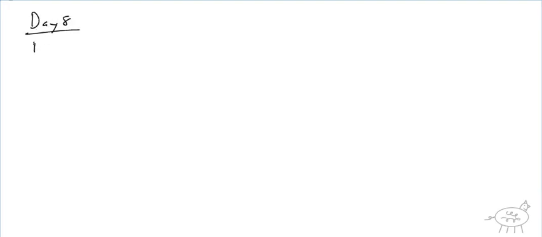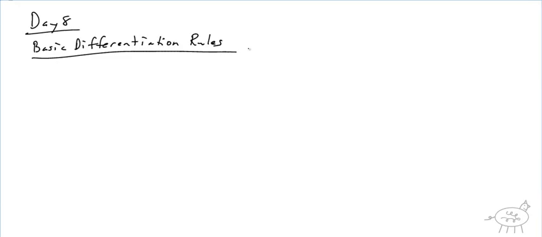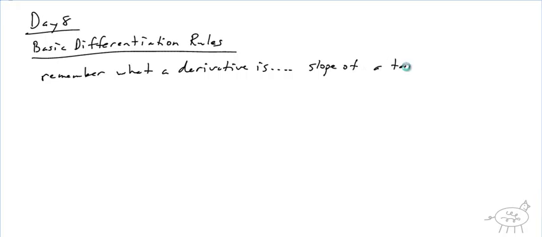Today we're going to talk about our basic differentiation rules. Okay, so a couple things to remember. Remember what a derivative is. Right, it's a slope of a tangent line of some function.